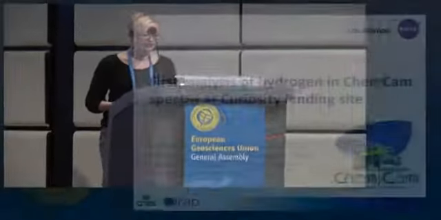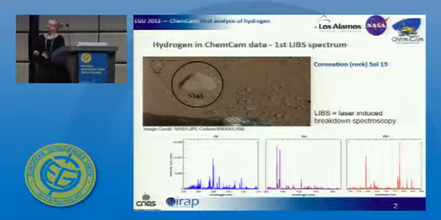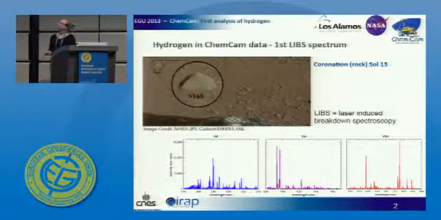Okay, so hello everybody. I'm going to talk about the analysis of hydrogen in the ChemCam spectra at the Curiosity landing site. I did that together with my team in France and in the US. And what you can see here is the first target, or the first victim, of ChemCam on Mars, which is a rock called Coronation. And we shot the ChemCam laser on it on Sol 13.